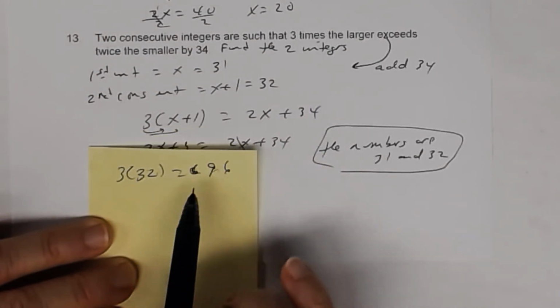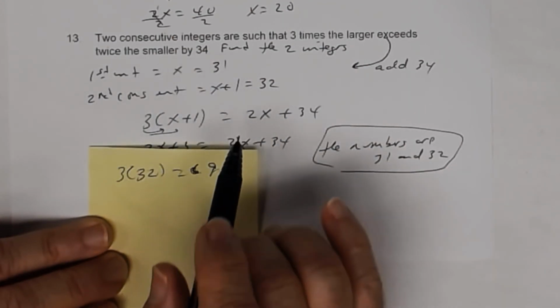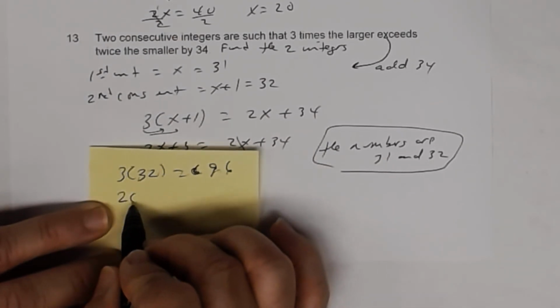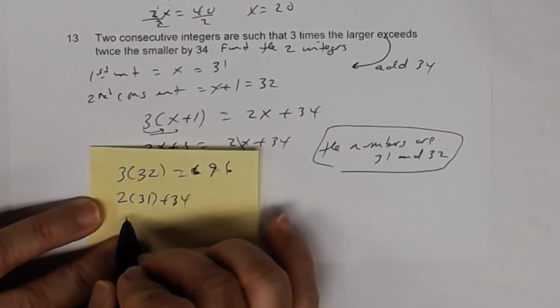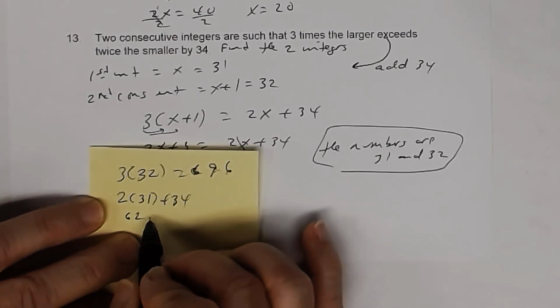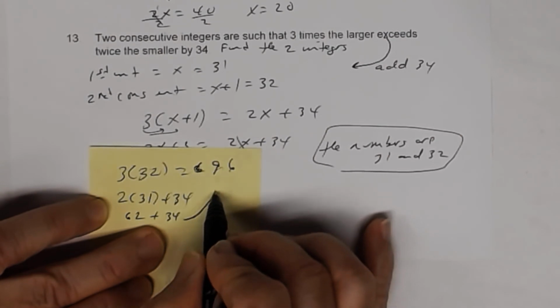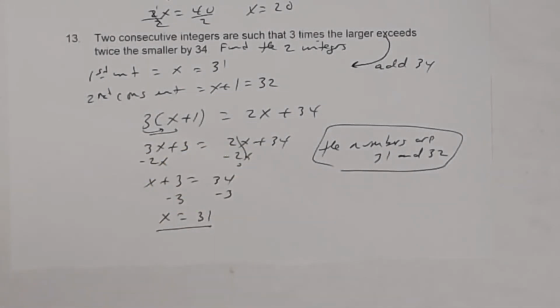All right, so they're saying that this number is going to be twice the smaller plus 34. So twice the smaller, and the smaller is 31. So twice the 31 plus 34. 2 times 31 is 62, and 62 plus 34 does give us 96. Okay? All right, so that is our problems on the objective.